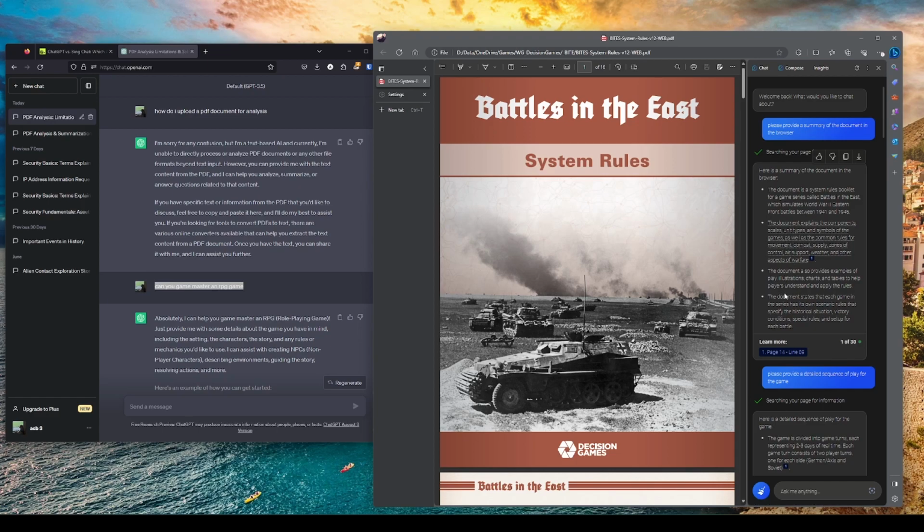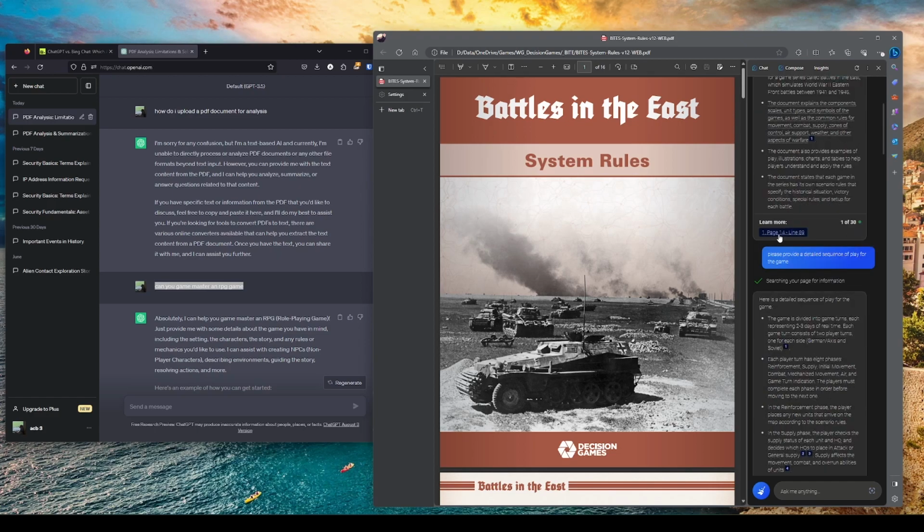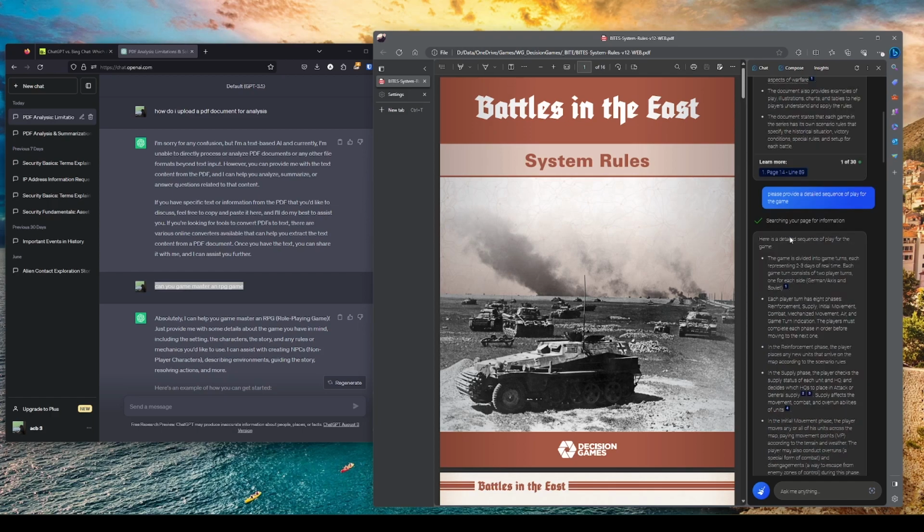The document also provides examples of play illustrations, so it is a summary. But the other cool thing is it gives me a link here to that location. So I ask, please provide a detailed sequence of play for the game. Now, this time, I think it interpreted the context as being for the document, and it did.